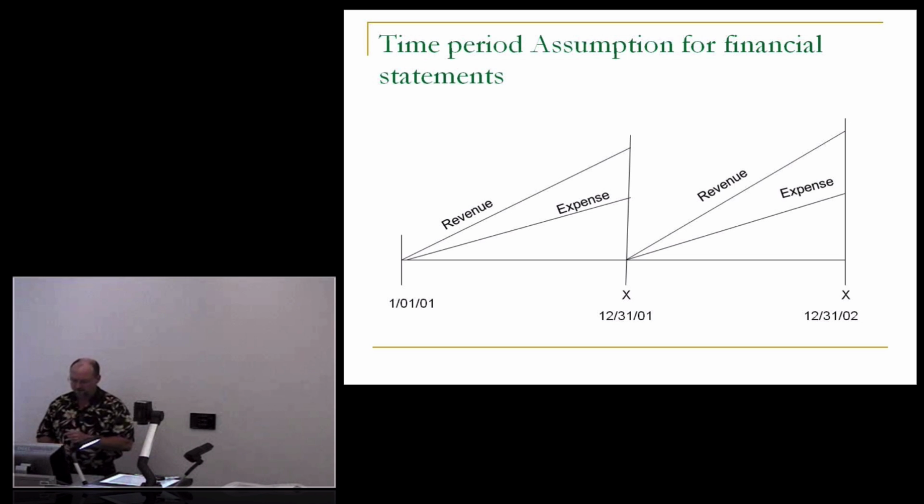Now notice, at the end of December 31st, 2001, we add up revenues and expenses, we prepare our financial statements, and then at the beginning of the next time period, we start out at 0, 0. For the next period, we do the same thing. We add up all the revenues, we add up all the expenses, and we determine if we have net income or a net loss. Each time period, we set revenues and expenses back to 0 so we can begin a new time period.